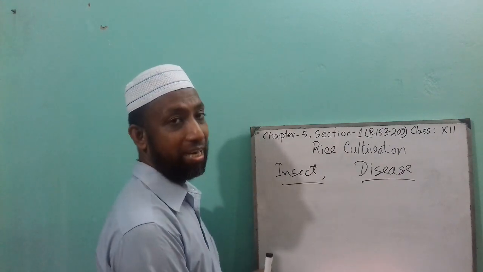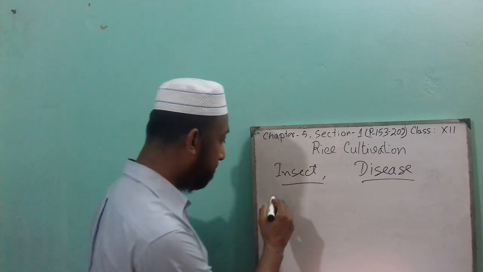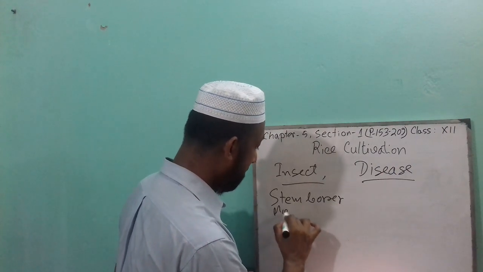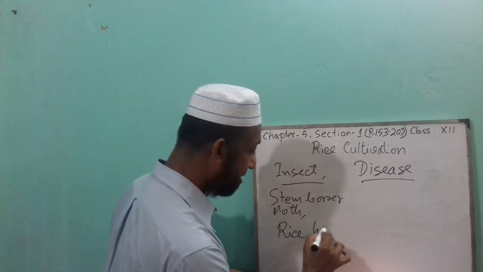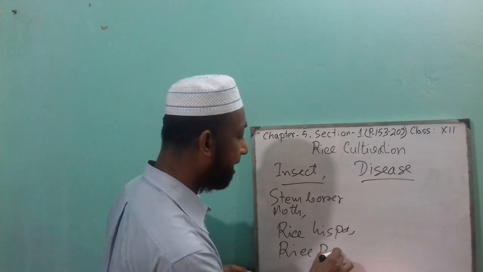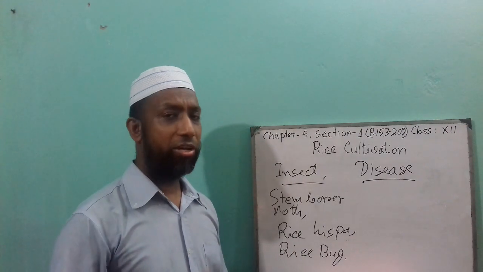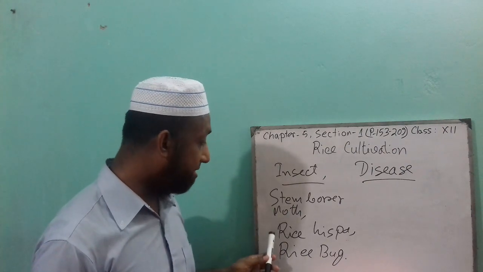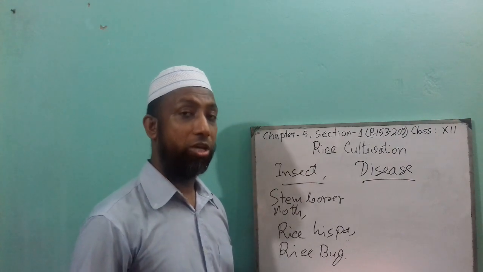So now let's talk about insects. There are some important or harmful insects for rice. One is the stem borer moth. The other one is the rice hispa, then the rice bug. These are the most important and most harmful insects of rice. You can find others like green leaf hopper, but rice hispa, rice bug and stem borer are very important.